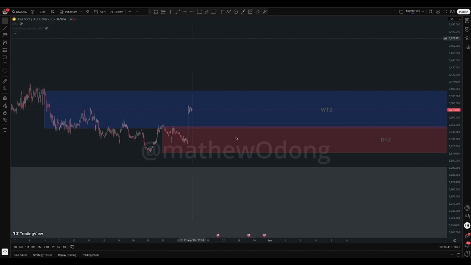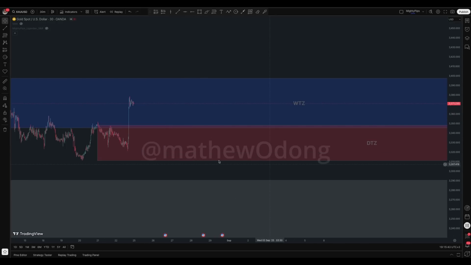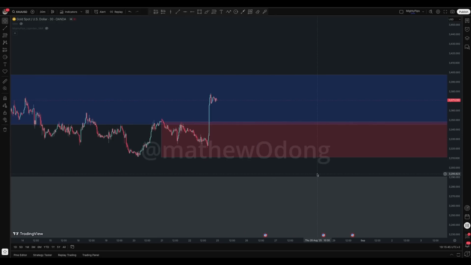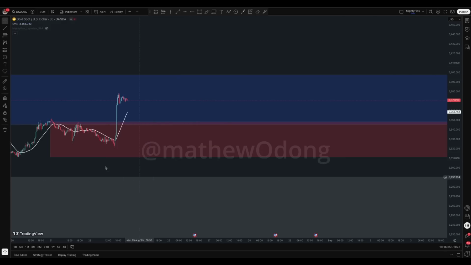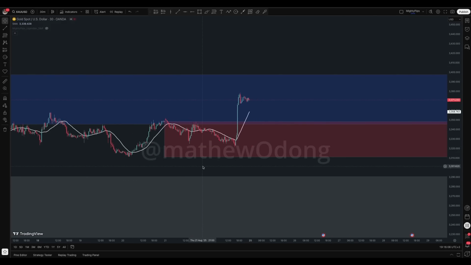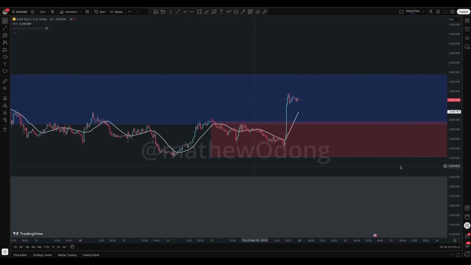You can see that the market pulled back inside of this red zone here, which is the daily tradable zone. And then now you're looking for the market to break above the 20-period moving average. Let me turn on the 20-period moving average. So you can see you're only going to enter your trades when the market breaks above the 20-period moving average.